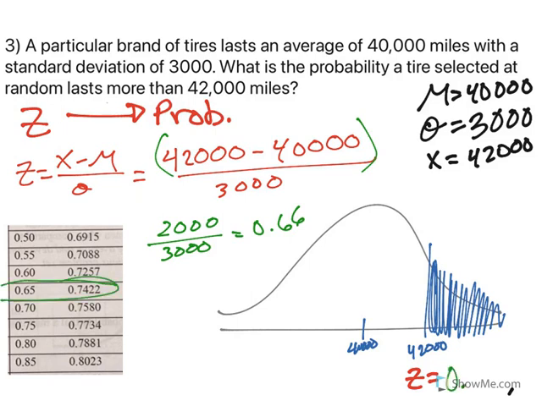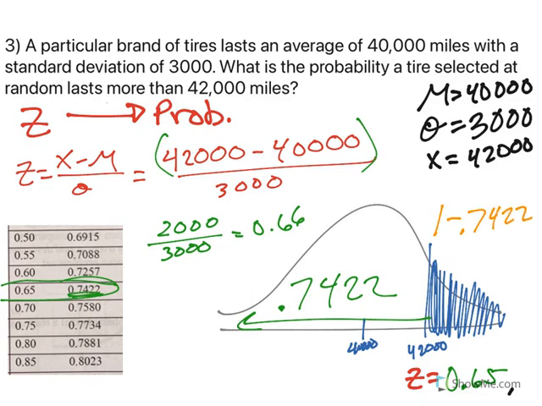If you look at your table, the closest z-score that we have in the table is 0.65. So we're going to use a z-score of 0.65. That tells us the area is 0.7422. Remember, the table gives you area to the left. So if I want area to the right, I'm going to take 1 minus 0.7422 for a probability of 0.2578, or 25.78%. That is the probability that a tire will last more than 42,000 miles.